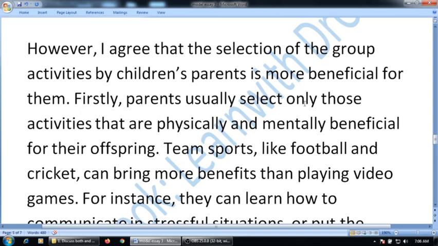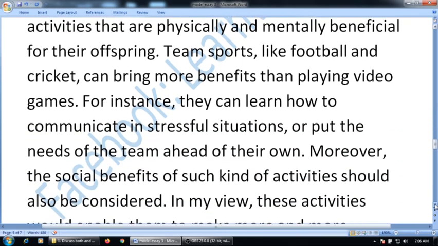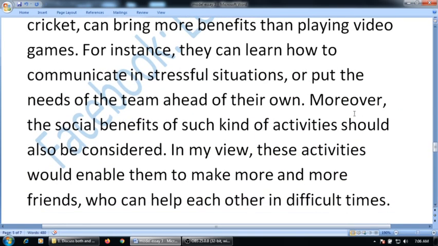Firstly, parents usually select only those activities that are physically and mentally beneficial for their offspring. Offspring would be without s. Team sports like football and cricket can bring more benefits than playing video games. For instance, they can learn how to communicate in stressful situations, and that is okay, and prioritize the needs of the team ahead of their own.